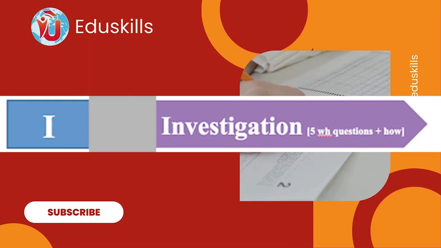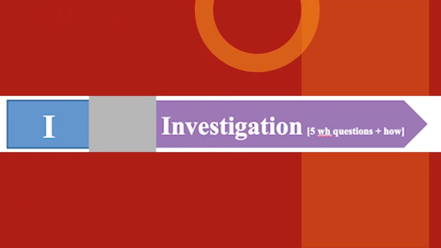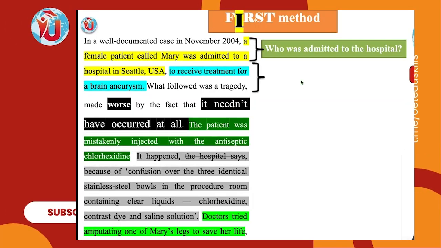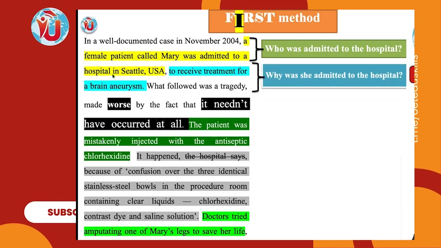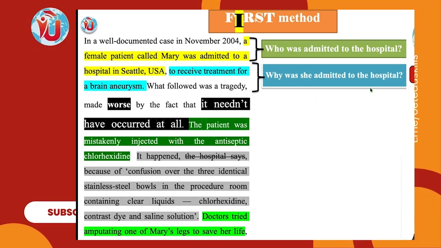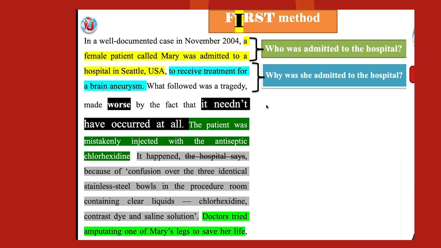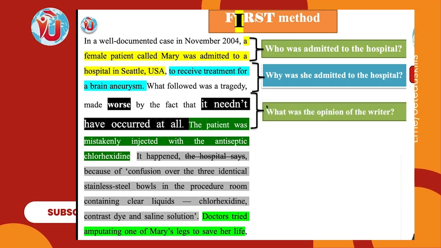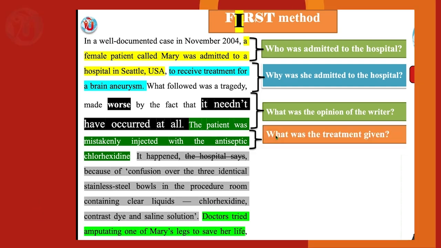So let's check what is happening here. We'll ask those questions. Who was admitted to the hospital? Mary was admitted to the hospital. Otherwise you can ask where was she admitted? In Seattle, USA. Why was she admitted to the hospital? To receive treatment for a brain aneurysm. And what was the opinion of the writer? It was entirely preventable, it need not have occurred at all. That is the opinion of the writer.